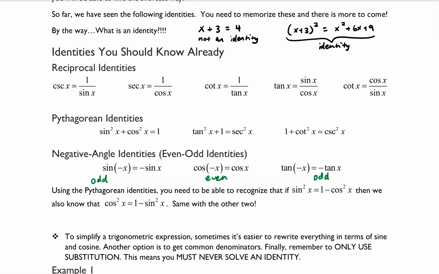Using the Pythagorean identities, you need to be able to recognize that if sine squared x is equal to 1 minus cosine squared x, then we also know that cosine squared x is equal to 1 minus sine squared x. Same with the other two.